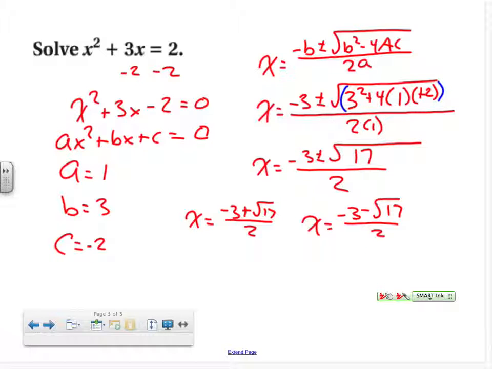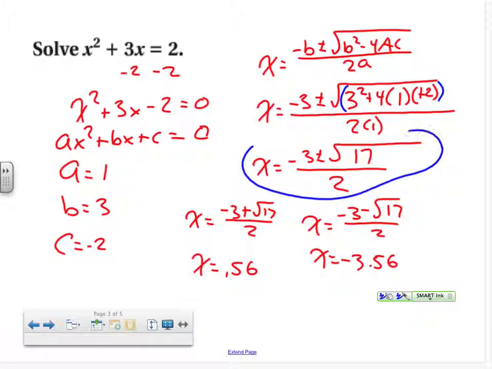And doing that, I get 0.56 for the first one. And the second one, I get negative 3.56. But for our purposes, as long as your radical is reduced as far as it gets, you can leave your answers like this.